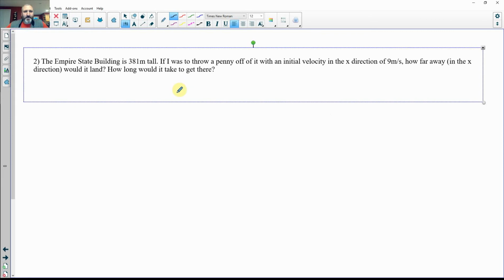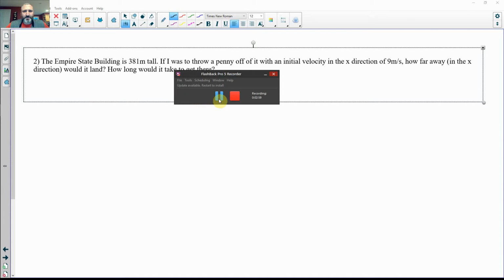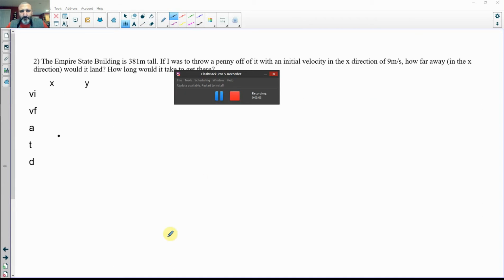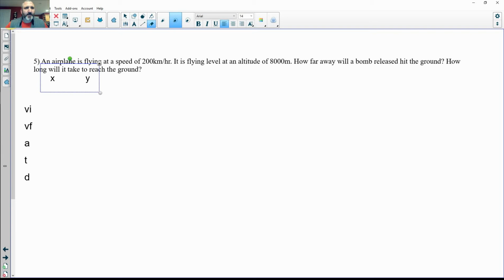Next, the Empire State Building is 381 meters tall. If I throw a penny off of it with an initial velocity in the X dimension of 9 meters per second, how far in the X dimension will it land? How long will it take to get there? So you know what? I'm going to pause this quickly, and all I'm going to do is make charts for VI, VF, A, T, D. Sorry about that. I just wanted to make life easy for myself and make the X, Y, VI, VF, A, T, D chart for all of the problems, so I didn't waste a ton of time. So as you can see, I just did that.